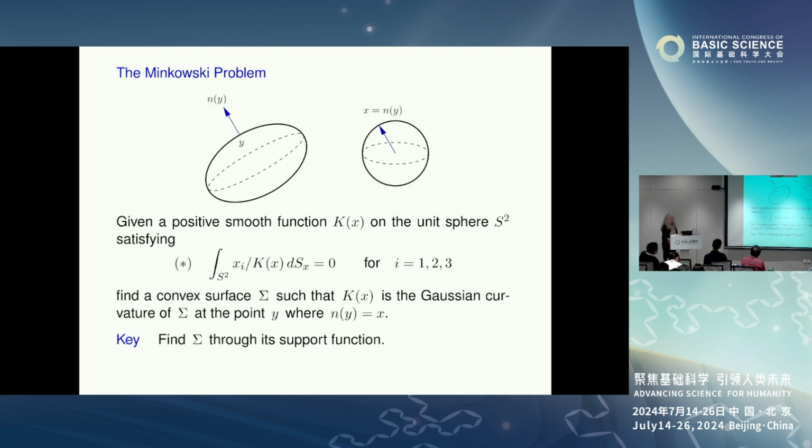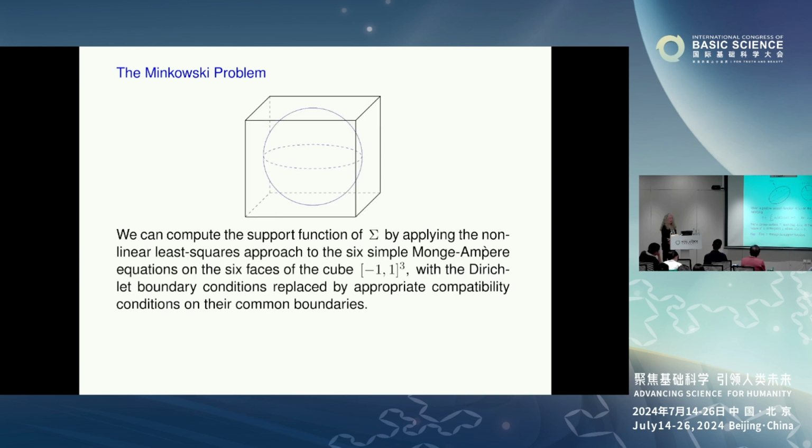We can also consider the Minkowski problem, where the key idea is to find the support function. We can compute the support function of sigma by applying the nonlinear least squares approach to the 6 simple Monge-Ampere equations on the 6 faces of our cube, with the Dirichlet boundary conditions replaced by appropriate compatibility conditions on their common boundaries.